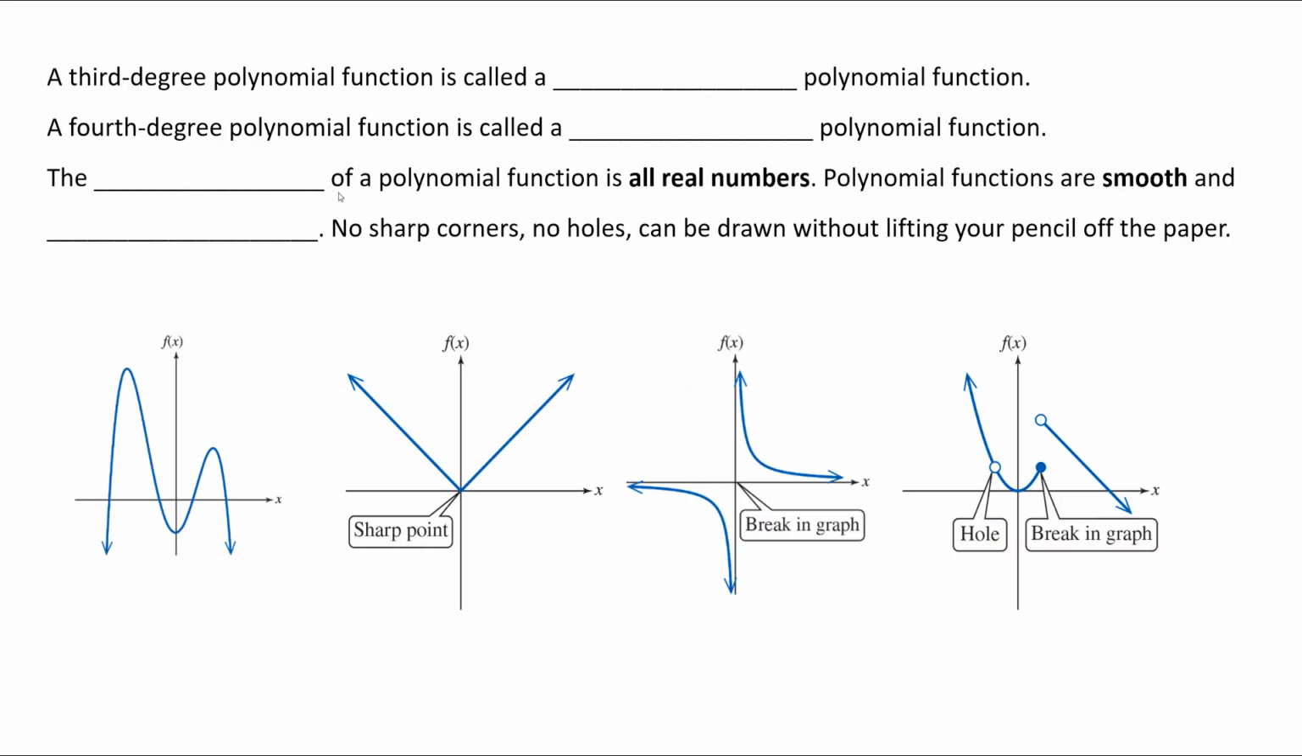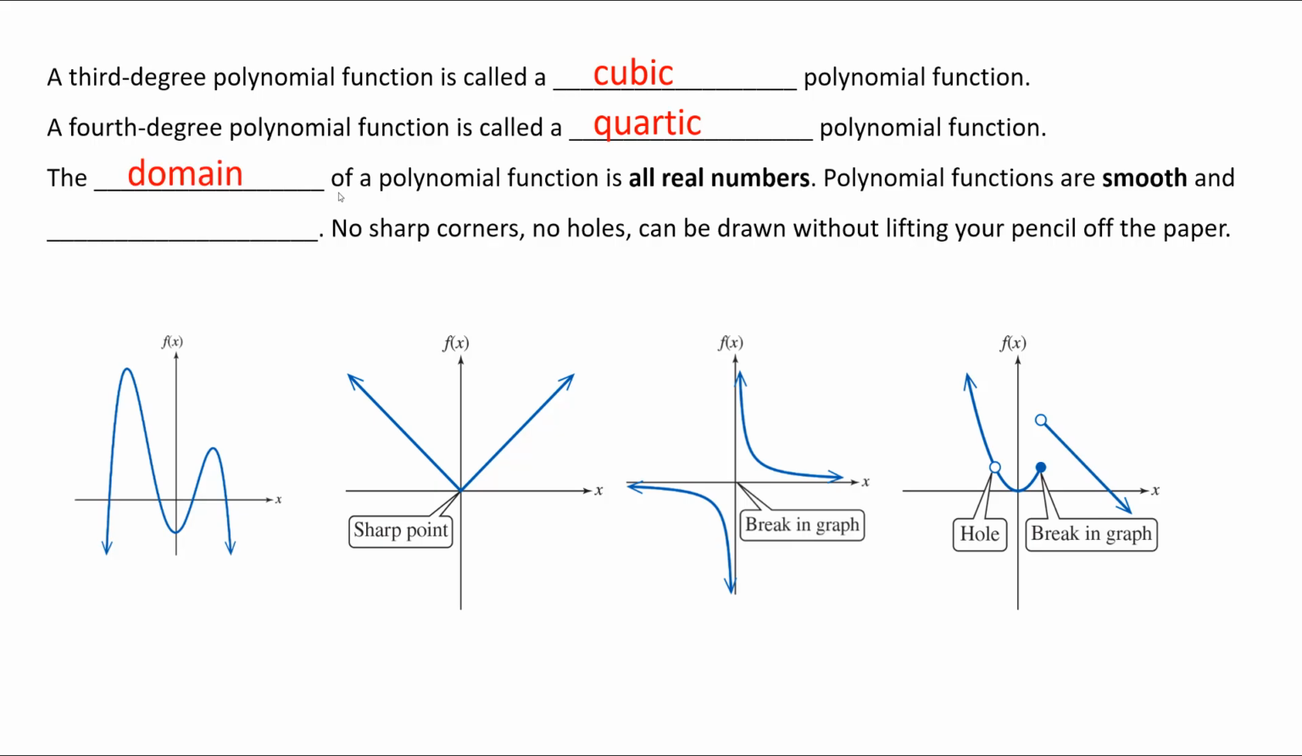Sometimes polynomial functions of certain degrees have names, like a third-degree polynomial function is called a cubic polynomial function. A fourth-degree polynomial function could be called a quartic polynomial function, but most of the time we just talk about the degree: third degree, 12th degree, 9th degree. We don't really give them special names, but some of them have that. Like a quadratic function is a second-degree function, and a linear function is a first-degree function.